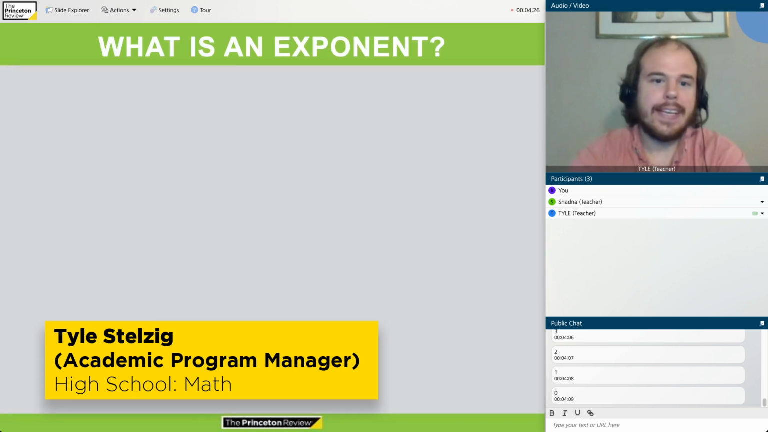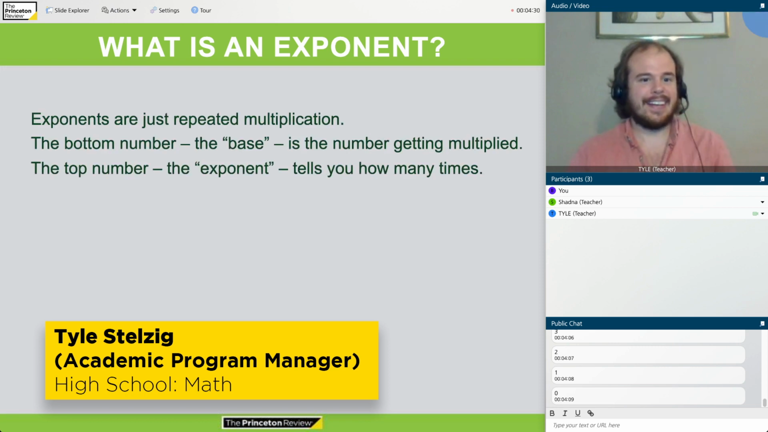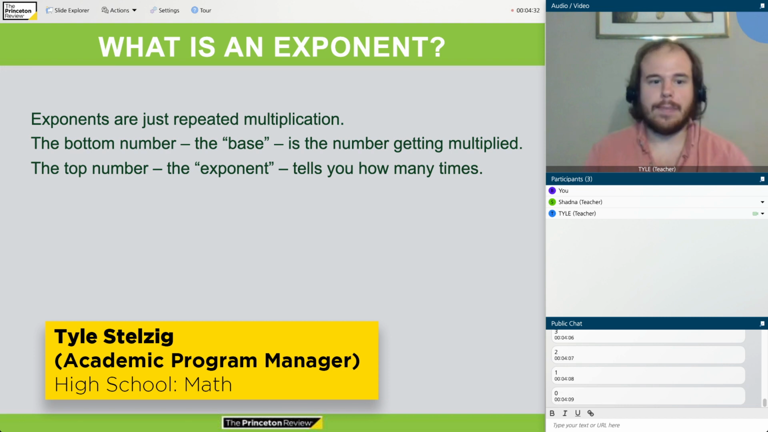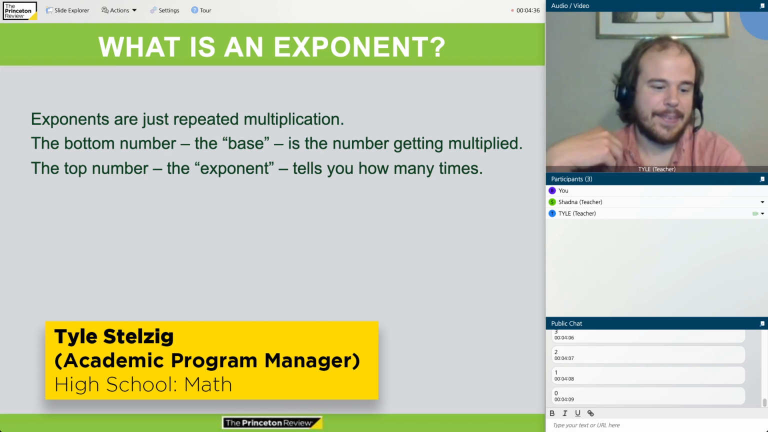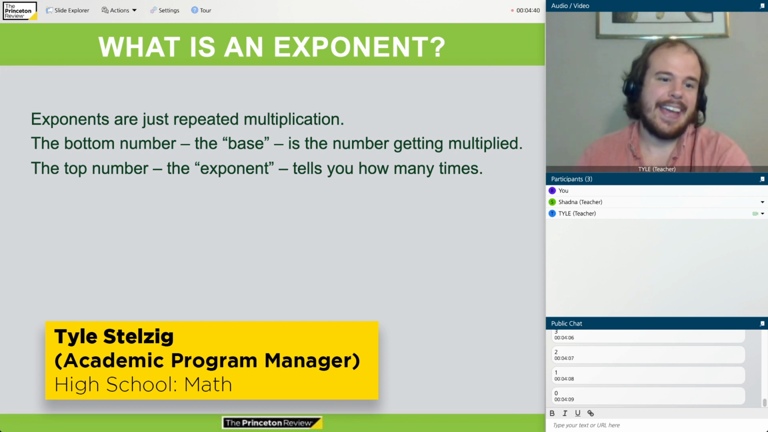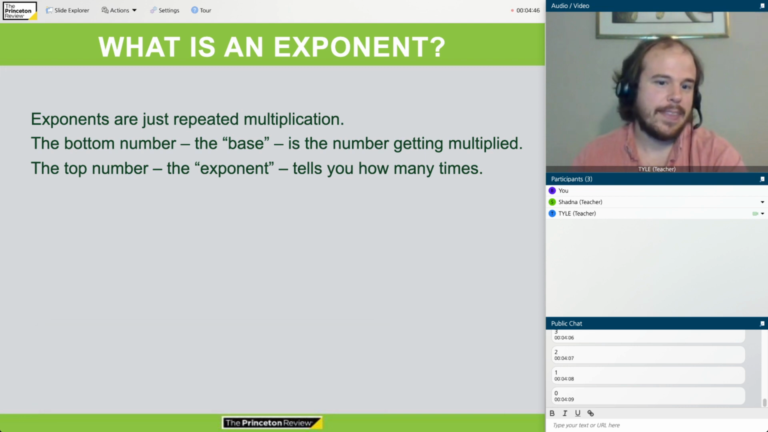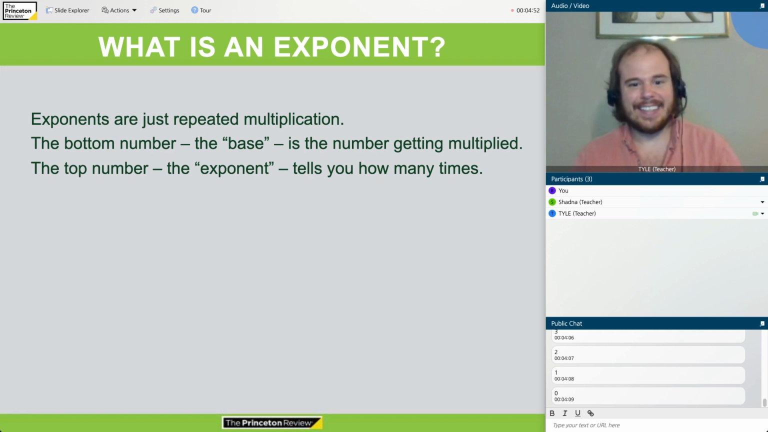First of all, what is an exponent? Exponents are just repeated multiplication, in the same way that multiplication is repeated addition. So the bottom number, or base, is the number getting multiplied. The top number, the exponent, tells you how many times it gets multiplied together. Let's look at some examples.